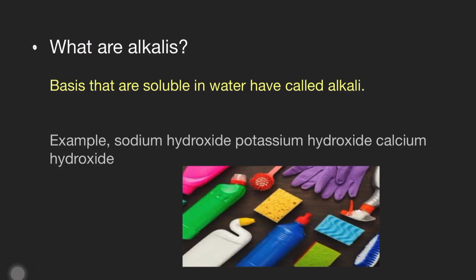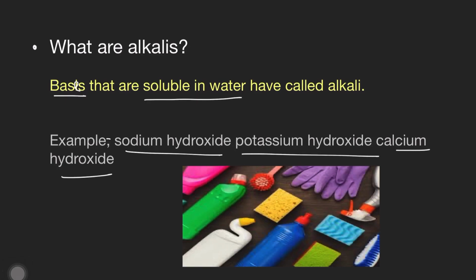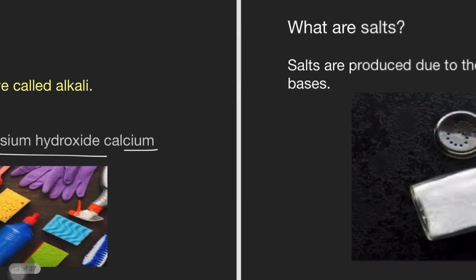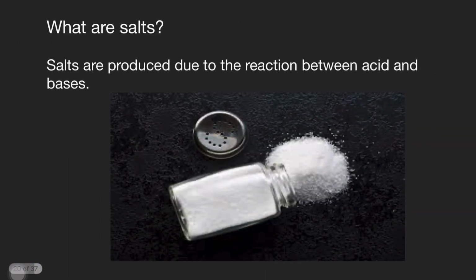Now, what are alkalis? The bases that are soluble in water. It's very simple. Bases we have already studied. The bases that are soluble in water are called alkalis. For example, sodium hydroxide, potassium hydroxide, or calcium hydroxide. They are all alkalis, or bases that are dissolved in water.